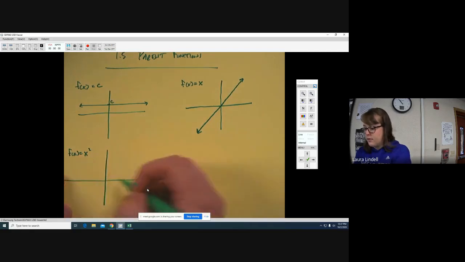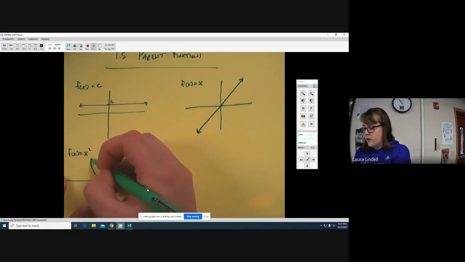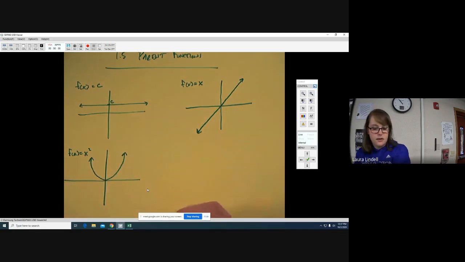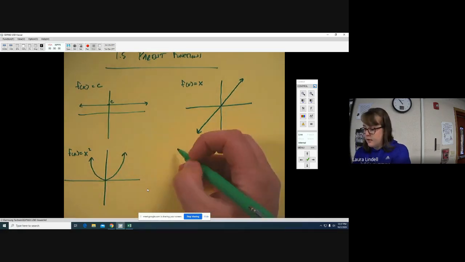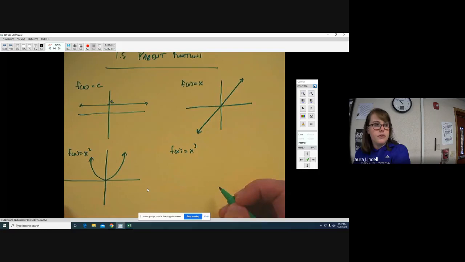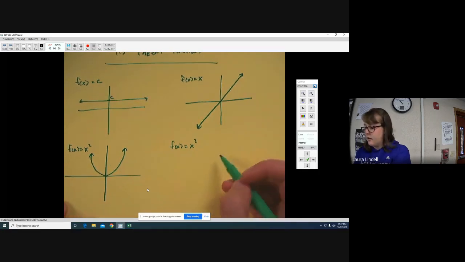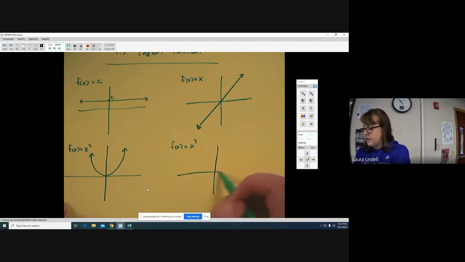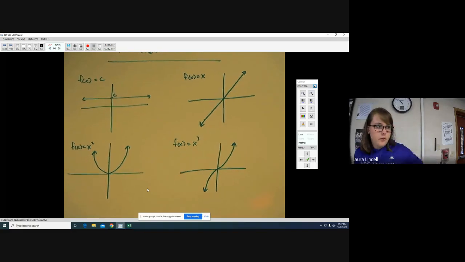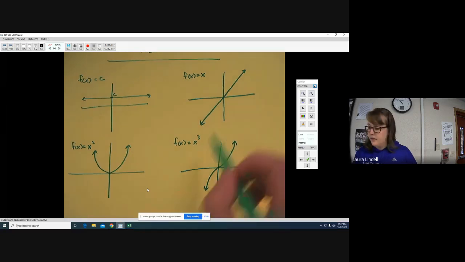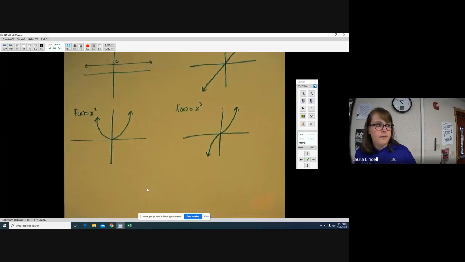Then we've got f of x equals x squared, the quadratic. So that's our basic quadratic with the vertex at the origin, opening up. Then we've got the cubic, and that's probably where we will stop with increasing degree of x. So there's your standard cubic function. So those are all of our polynomials.